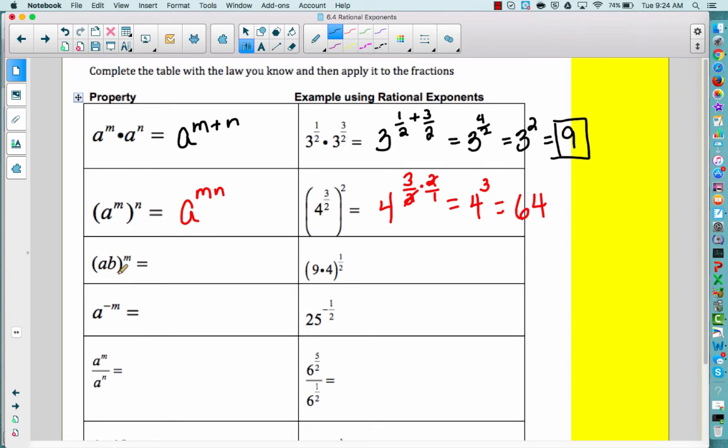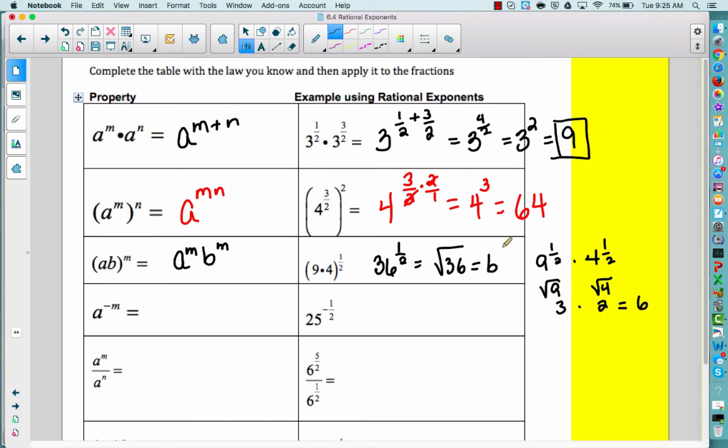All right, ab to the m power means a to the m, b to the m. I tend to want you to do everything in the parentheses first, so this one can actually be done 2 ways. You could do 9 times 4, which is 36. 36 to the 1/2 means the square root of 36, which is 6. You also could distribute in this case and do 9 to the 1/2 times 4 to the 1/2. And we know the square root of 9 is 3, and the square root of 4 is 2, and then multiply them and get 6. You'll get the same answer both ways in that case.